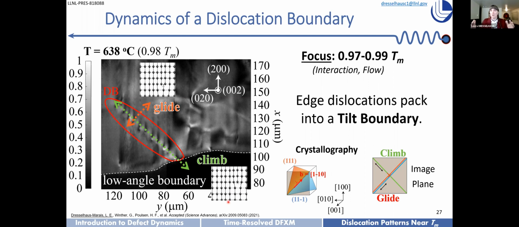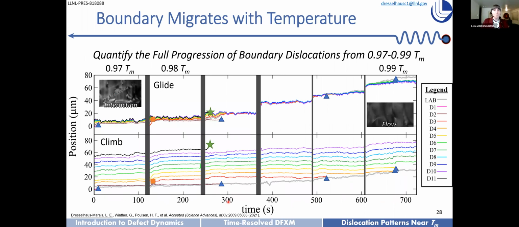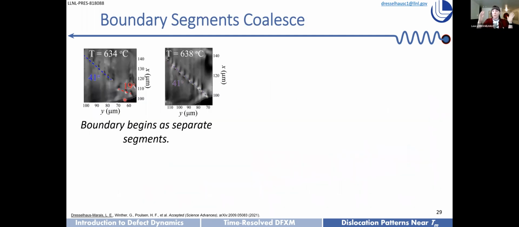Now that we understand how to link these movies back to the lattice level, we can use computer vision methods to unravel the positions of each one of the 11 component dislocations in this boundary over 10 minutes of timescales. And so we can watch very concretely how we go from this interaction to the flow regime. We'll start looking at this interaction regime with two separate snapshots. And we see very quickly that this boundary begins as two separate boundaries that are misoriented with respect to each other, as I have shown here, and then ultimately coalesce.